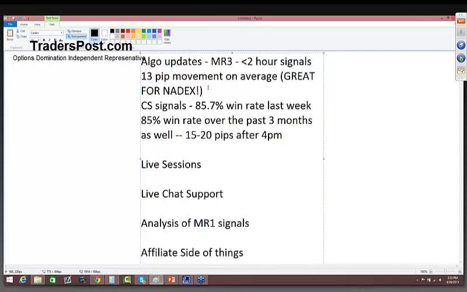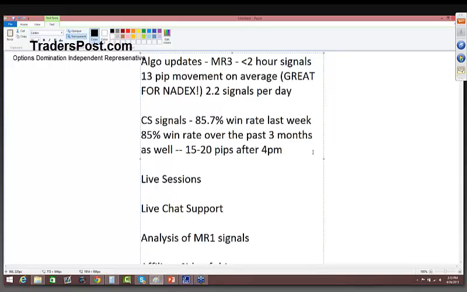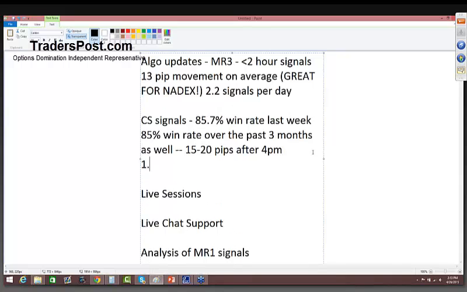Josh, what's the volume that we can expect on the MR3 and CS signals? Okay, for the MR3, it is about 2 to 3 signals per day, closer to 2. So it's a bit lower than the MR1s. And the CS signals is currently clocking in at 1.6 signals a day. So about 3 signals every 2 days. There is this trade-off between volume and ITM.